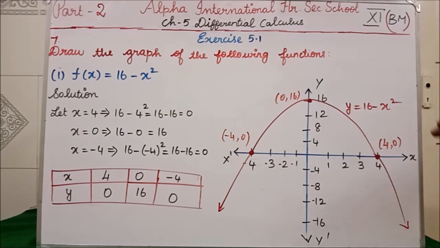This parabola opens downward. Regarding parabola, you will read in the second chapter. At that time I will explain in detail. Now this is in the shape of a parabola, a downward parabola. Clear students? That's all. The problem is over. The first subdivision problem is over.